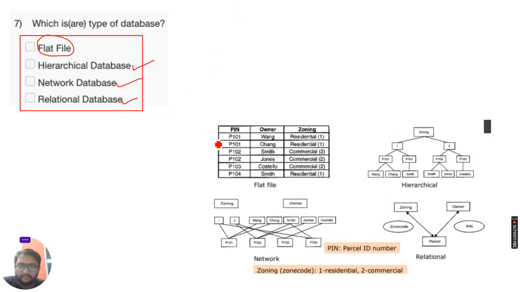So flat files are like this. You just have tables which are very flat. But if you have some unique identification inside the flat files, you can connect them and make a database out of it by combining the unique features, which over here is a pin number. So zoning, how we are doing zoning, residential, commercial. This is how a network will look, how a hierarchy will look, and then the relationship with each other. So all of them are types of database.